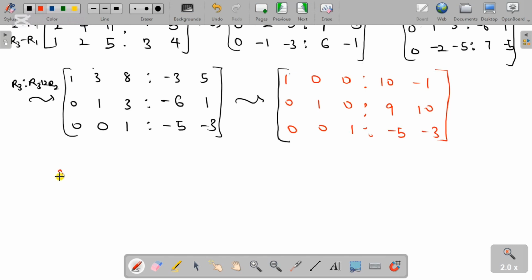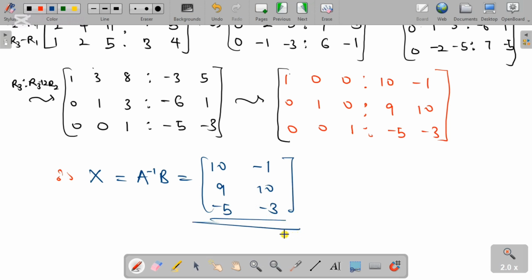And so your final answer for x is going to be that your x, which is equal to A inverse B, is equal to this other part that is attached to this identity matrix, and that is 10, minus 1, 9, 10, and then minus 5, minus 3, and that is our solution. So that is the solution for number 3E.